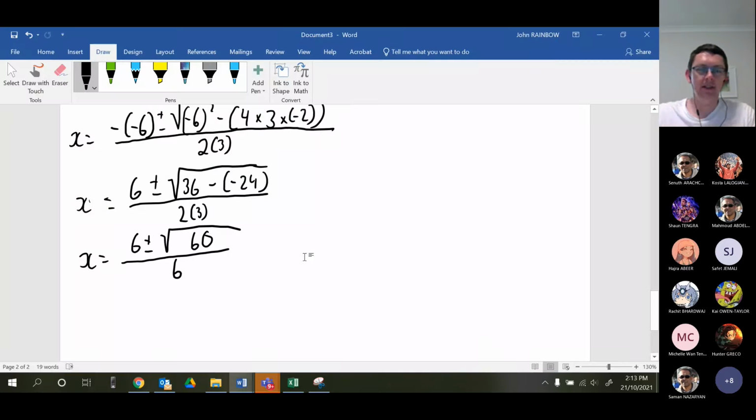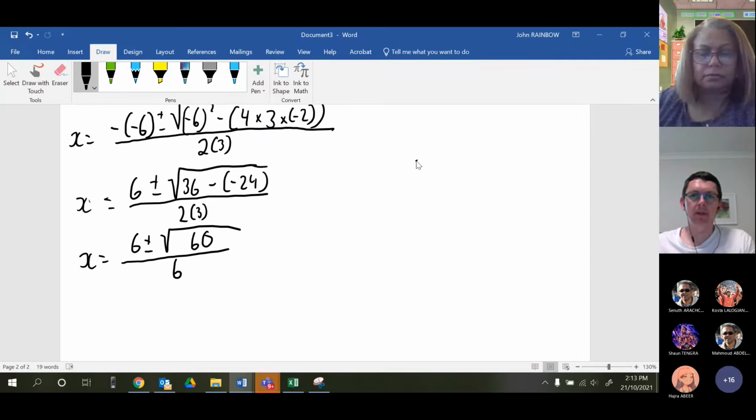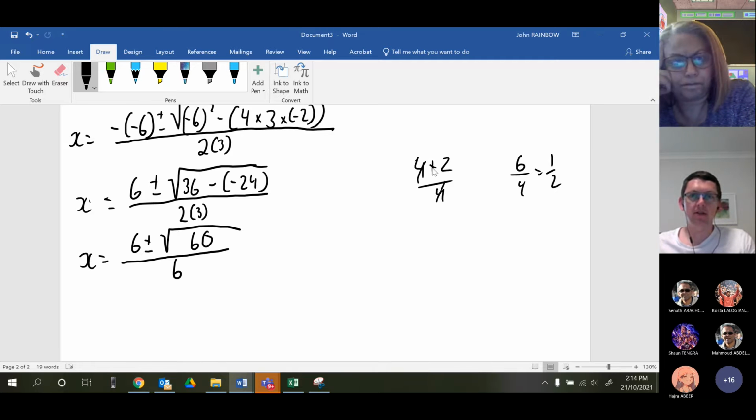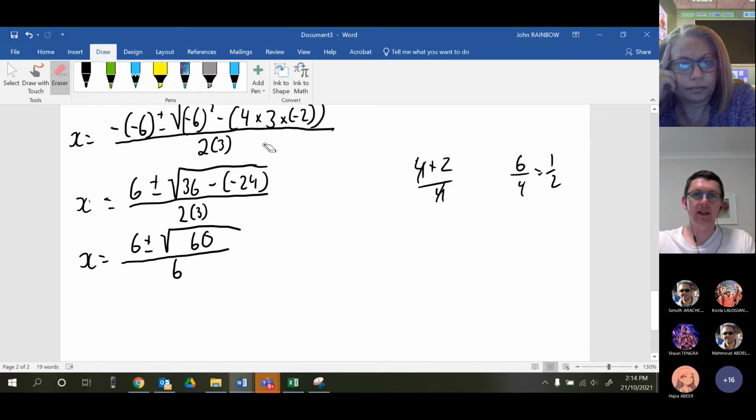You can't cancel out the 6 because that's kind of like saying 4 plus 2 on 4. Oh, cancel out the 4s. Well, it's not 2, because 4 plus 2 on 4 is actually 6 on 4, which is 1.5. Because it's plus or minus, you can't cancel out the 6. If you get a 6 both out there, then you can. So just be wary that you can't cancel it out.